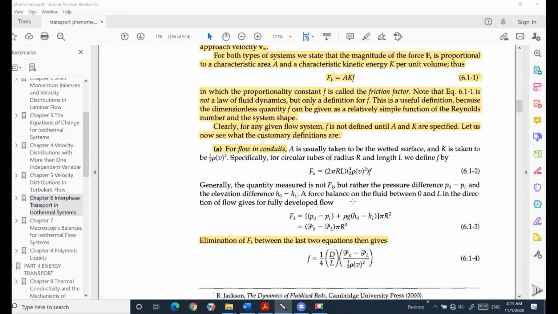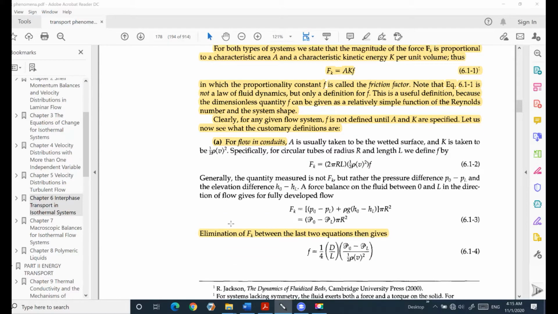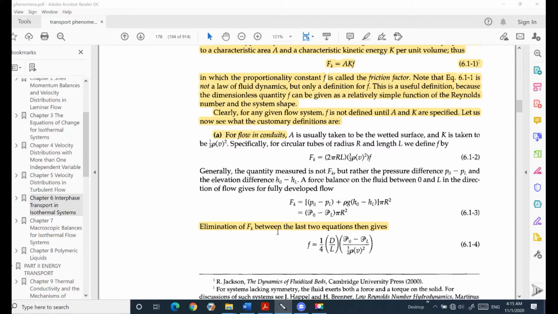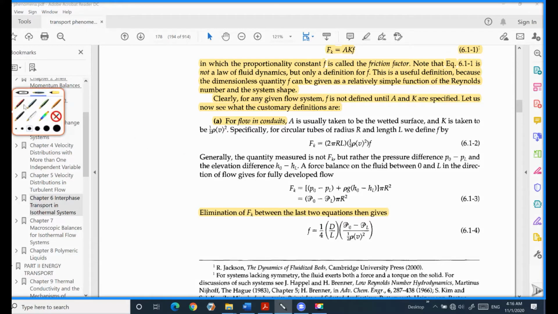For flow in the channel, after some mathematical evaluation, we get F K between the last two equations, which gives these two equations as a result. So we can calculate the friction factor for flow in the channel by this formula, or if you know the friction factor we can calculate the pressure drop through any channel. Let's say we have a channel like this and the flow is going in this direction.